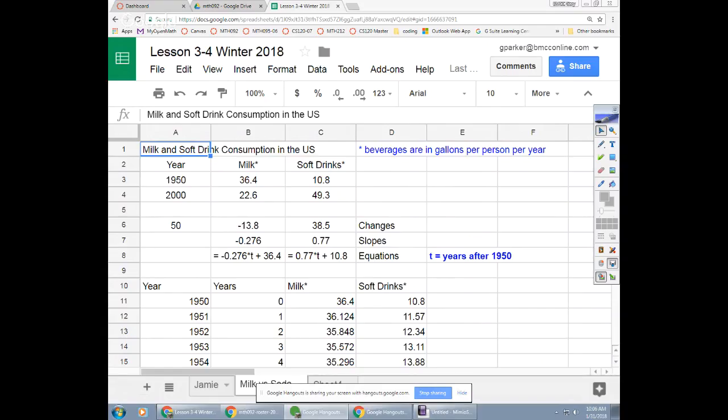And say at about 10:40, we'll reconvene and get started on lesson 3.5.